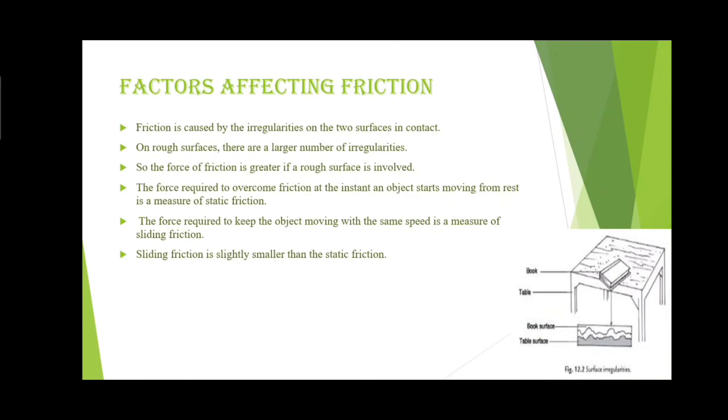The next topic is factors affecting friction. Take page number 148. Factors affecting what? Friction. Friction is caused by the irregularities on the two surfaces in contact.